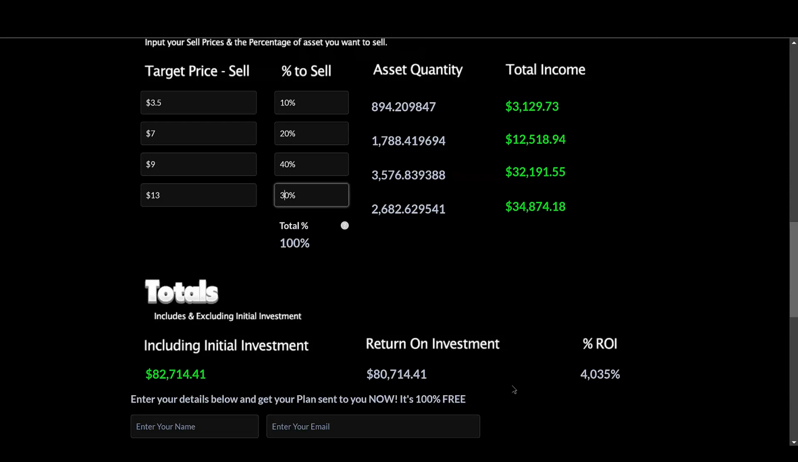I'm going for a longer time horizon, so I'm happy to wait till mid 2024 to mid 2025 to look at where I'm going to sell some of my XRP.